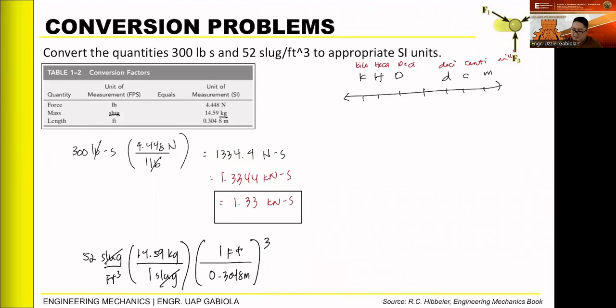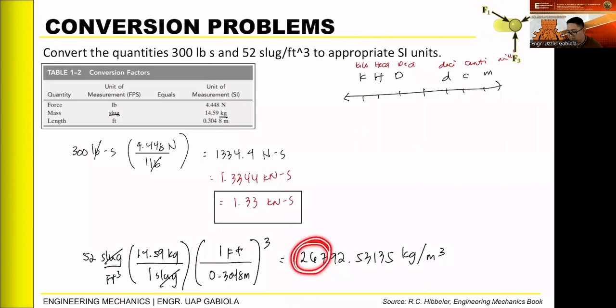Okay? So, when we calculate this now, how much is it? 52 times 14.59 times 1 over 0.3048, and it is cubed. We have 26792.53135. This is the complete value from the calculator. Kilogram per cubic meter. So, we can change that. We are in kilogram.